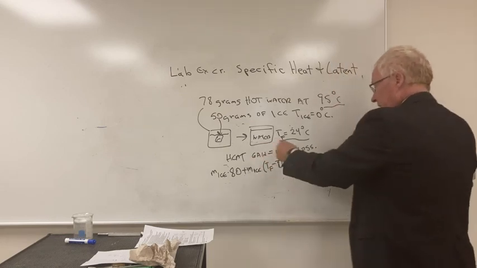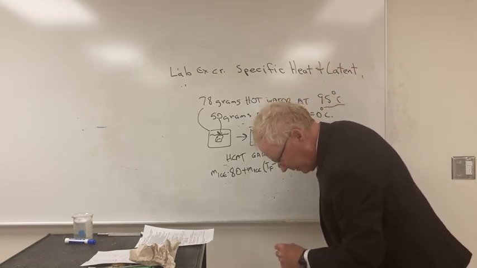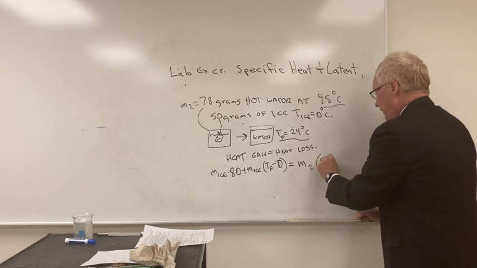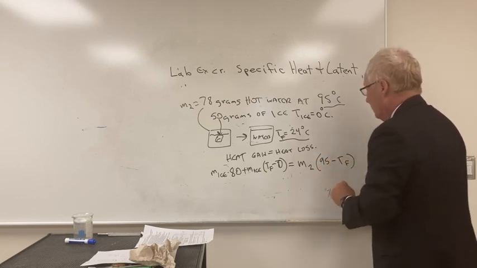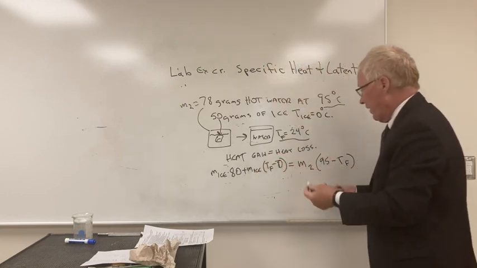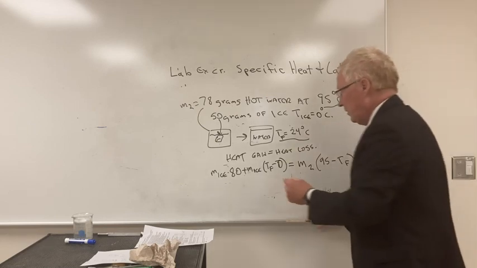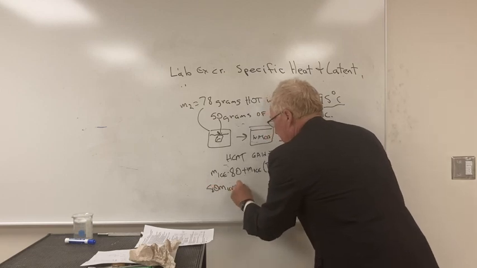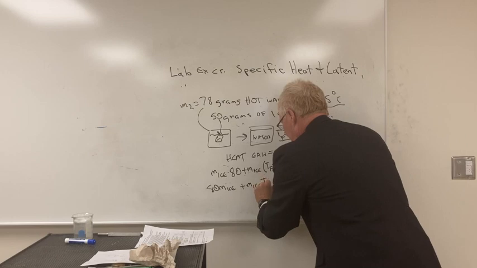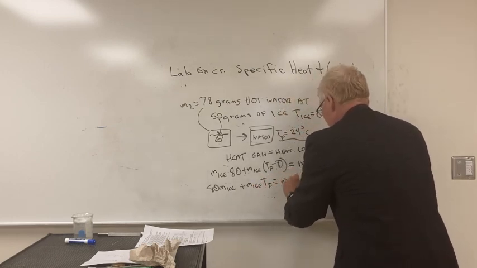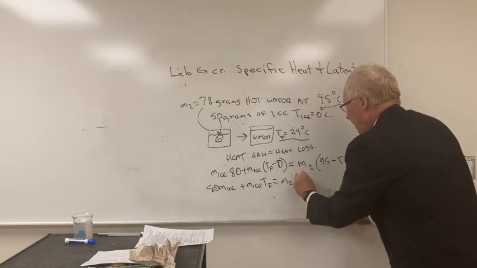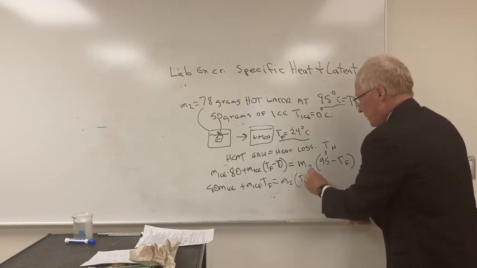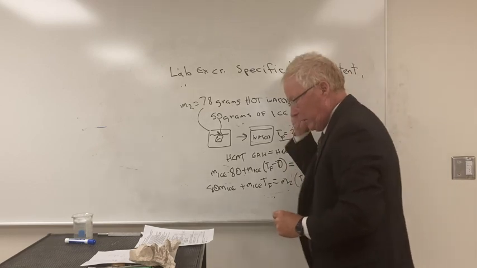And then what we're going to have, so that's going to be gain. Loss will be the mass of the water, and that's M2, times 95 minus T final. All right? So this is what it should theoretically be, and see how close we are to that. So it's going to be mass of ice times 80 plus mass of ice times T final equals M2 times T hot, using the same, that's this 95, right? And minus T final.